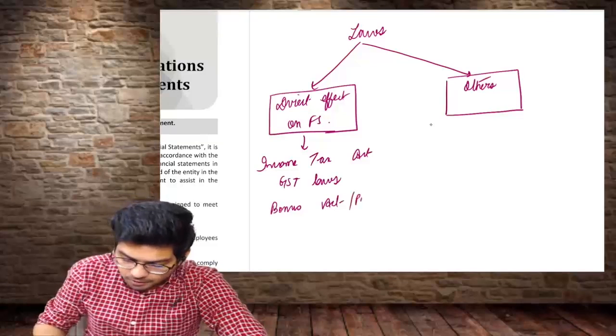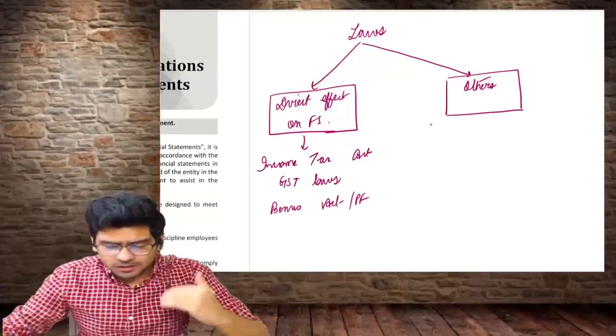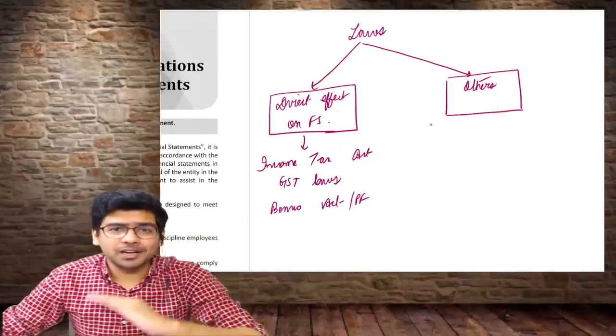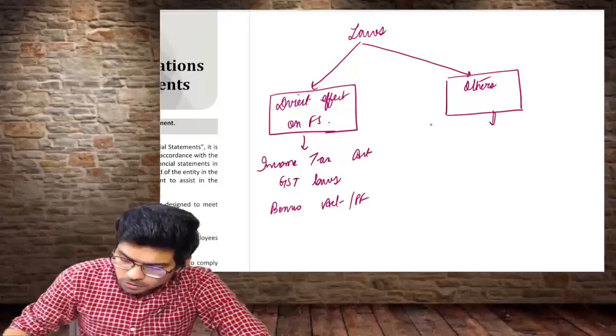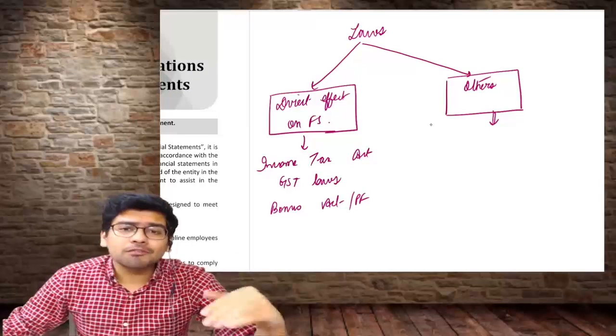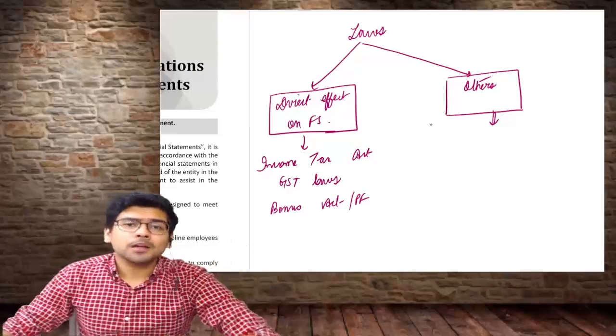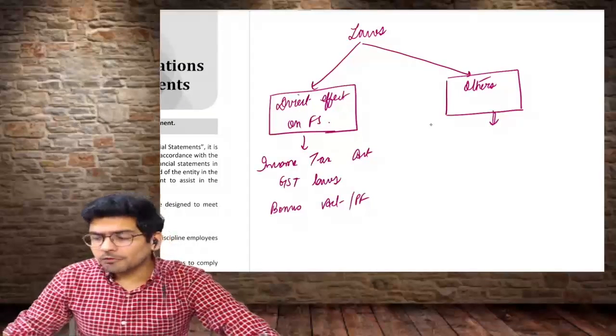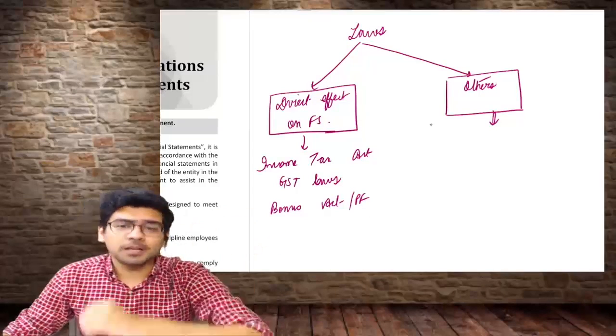Okay, let's say the PF Act. All these laws are laws wherein the financial statements are affected directly. But there are some other laws which do not affect the financial statements directly. Let's say the laws which are essential for the operations of the business. If you want to do this particular business, you have to obtain a license.